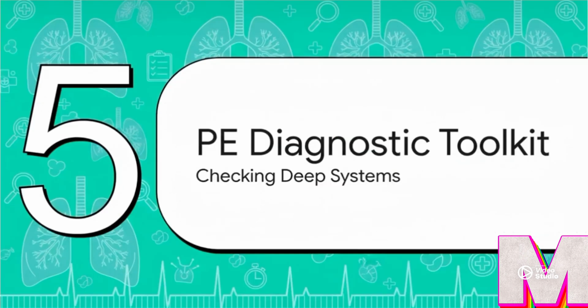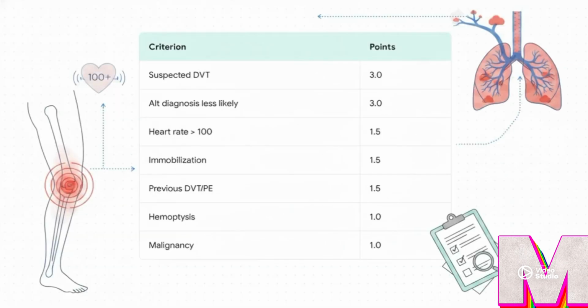And that brings us perfectly into the PE diagnostic toolkit where doctors start checking the deep systems. Because pulmonary embolisms can be so incredibly elusive, physicians use strict scoring systems like the famous Wells criteria. Basically, higher points mean a higher pretest probability that a dangerous clot is hiding in the lungs. So, if you have signs of a deep vein thrombosis, like a suspected clot in your leg, or your heart rate is over 100 beats per minute, your score shoots right up. This objective math is what guides the doctor on exactly which test to order next.